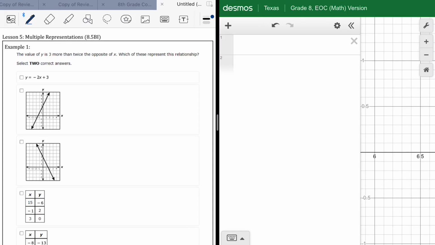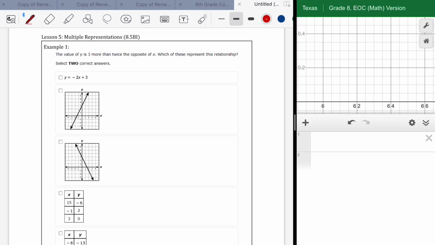Welcome back. Let's work on lesson 5, multiple representations, 8.5b and 8.5i. We have 3 examples, but let's keep it short and sweet. Example number 1: the value of y is 3 more than twice the opposite of x.